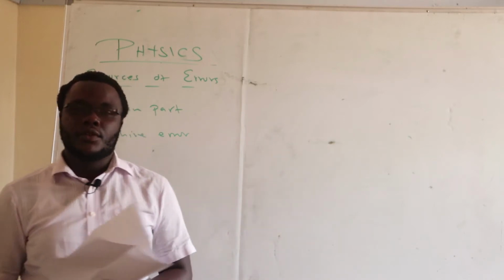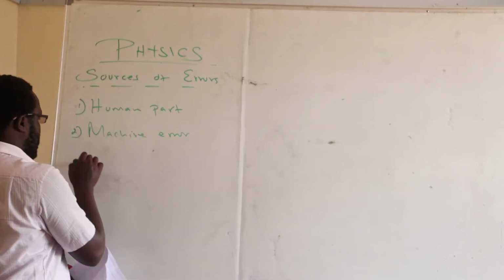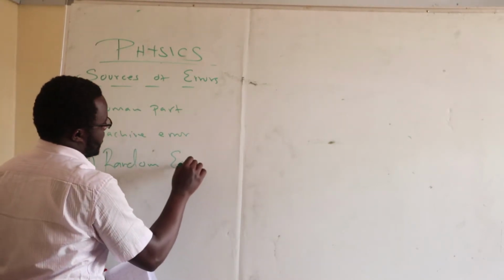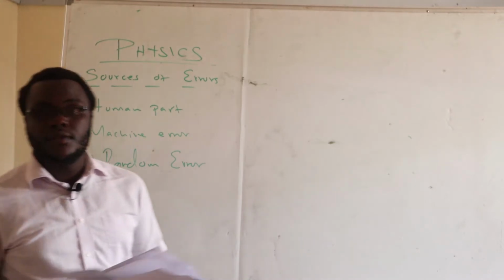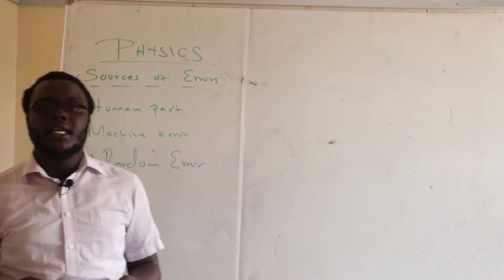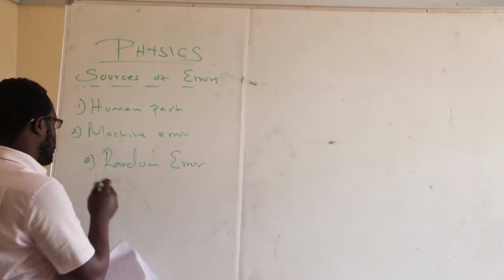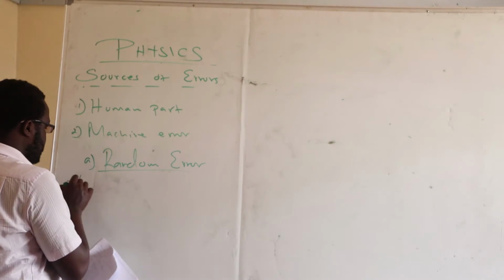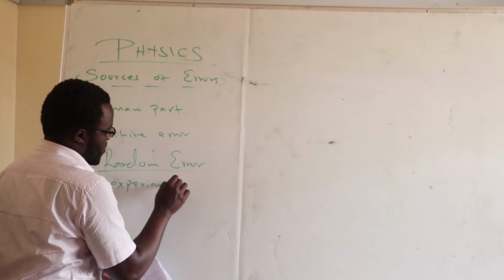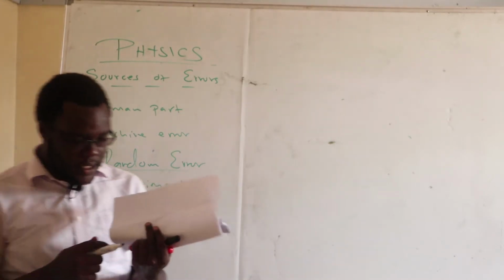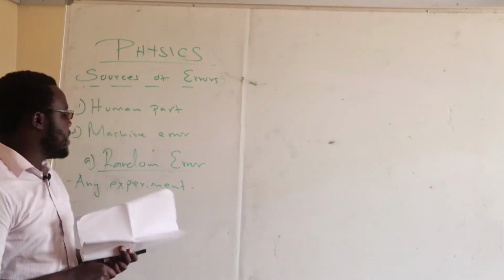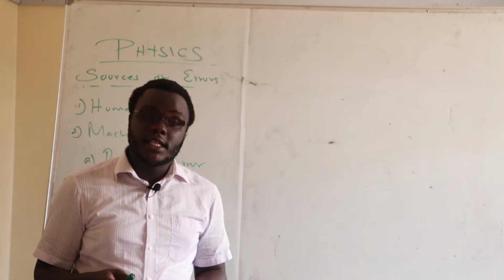Now, which are these errors that we're talking of? The first error, A, is what we call the random error. And this one occurs with any experiment. This means that for every experiment you shall be doing in the laboratory, you are always likely to have the random error. And let us look at this example.